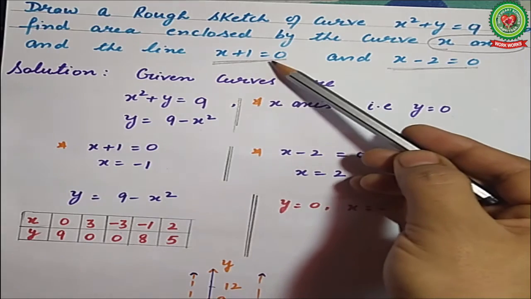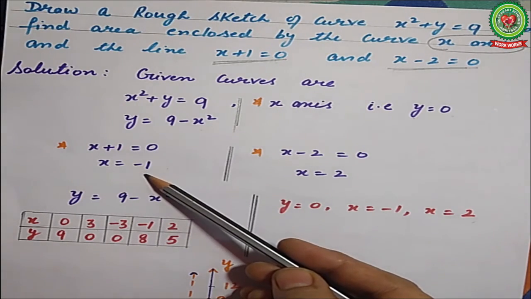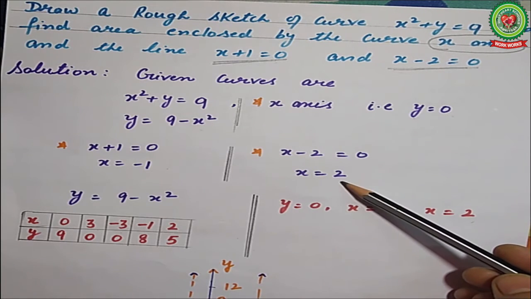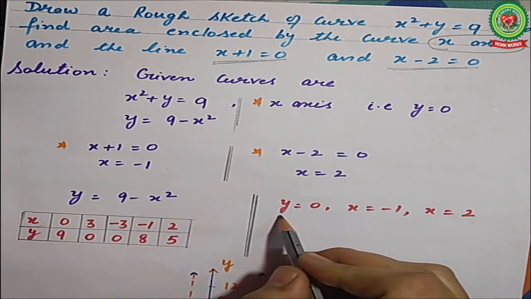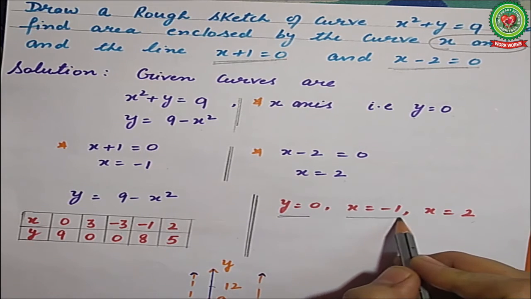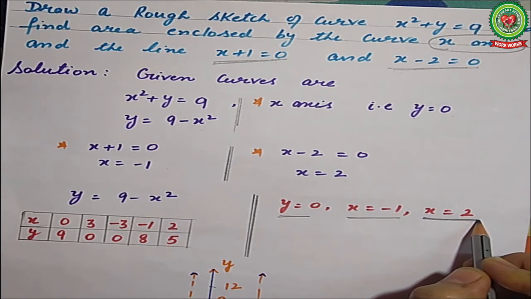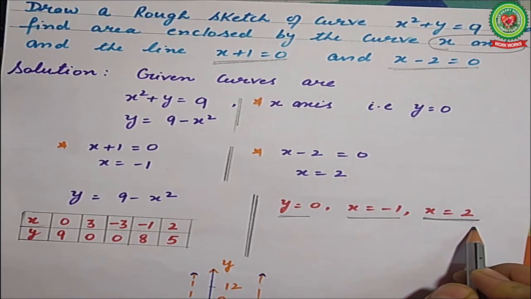Third, x plus 1 is equal to 0. We can find the point x there. x is equal to minus 1. x minus 2 is equal to 0. We will find one more point, x is equal to 2. Now we are having 3 conditions here: y is equal to 0, x is equal to minus 1, and x is equal to 2. With the help of these, we will draw the parallel lines.